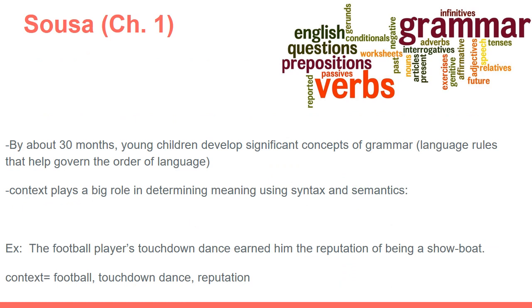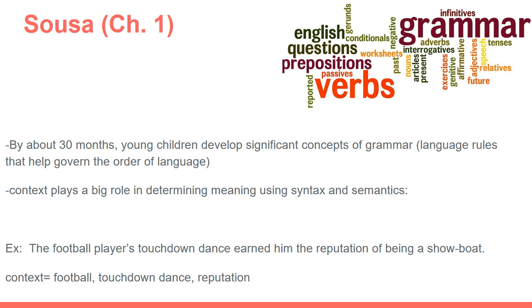So by about 30 months, young children have a pretty strong concept of grammar as well. So they develop some pretty good syntax skills. They're working on their semantic skills, and they're starting to understand grammar. So they're starting to understand that there are some rules and order in language. So another way they do this, furthermore, is through context. So without strong context, children might still not understand what's being said.